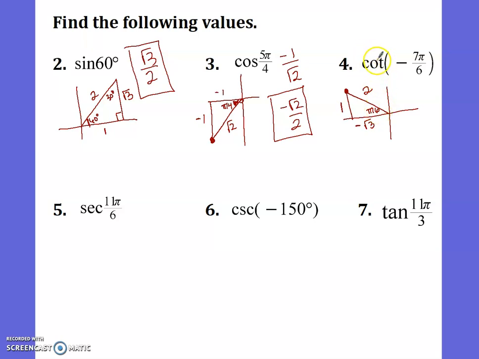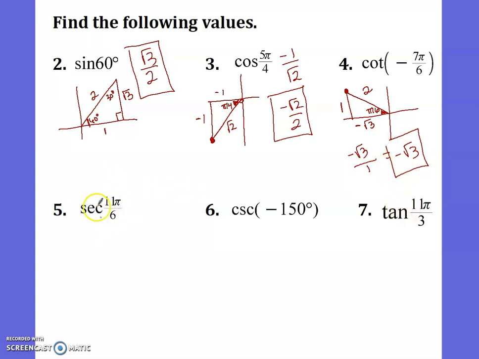Okay. So now we're finding cotangent. Cotangent is adjacent over opposite. So from here, we're always measuring from the reference angle, which is the one at the origin and the x-axis. Okay. Adjacent is negative √3 over the opposite, which is 1. So that'll be negative √3.